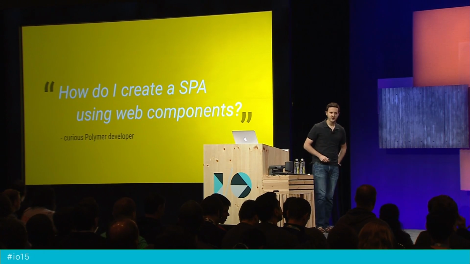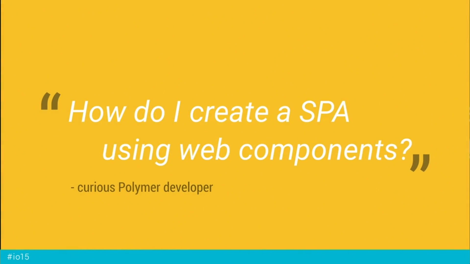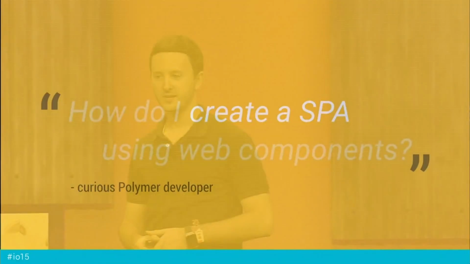Hello. So I've been on the Polymer team now for over 3 years, ever since the project started. And I've talked to a lot of developers in that time about how to do things in web components. I get asked very similar questions. How do I create a single-page application in web components?